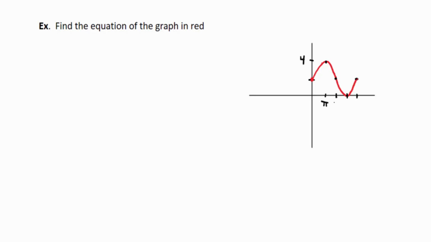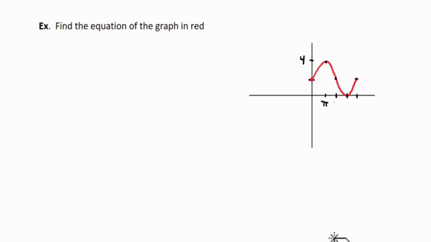The sine wave. If we gave you a piece that looked like this, and we said find a formula for it, then we would be hoping that you would use the cosine, right? Okay. So we have this picture in red.